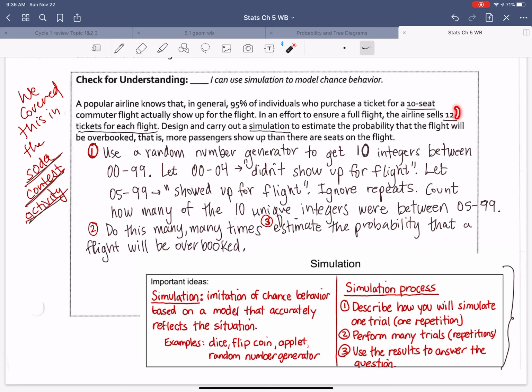Wait, they sell 12 tickets. Okay, I gotta go back here. I need to change this to 12, yes, because I sold 12 tickets. Yeah, let me get this straight.